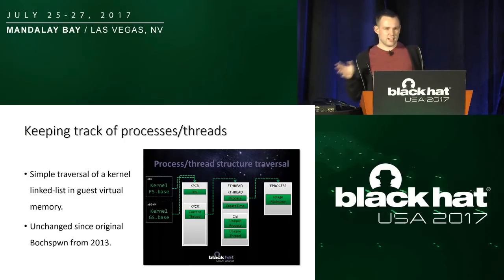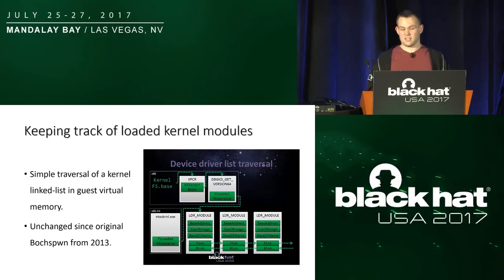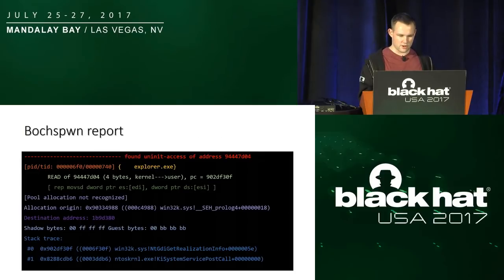When it comes to other technical details, such as keeping track of processes and threads, it's very simple. It's the same as in the original Bochspwn from 4 years ago. It's just about traversing a single linked list of modules in the kernel address space. And the same goes for keeping track of loaded kernel modules. You also just have to go through a list of descriptors and note the values there.